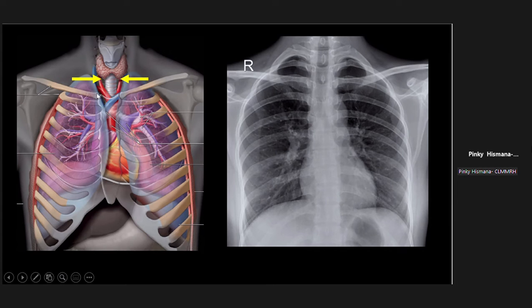So the one pointed by the yellow arrows would be your paratracheal areas, the right and the left paratracheal, because this is your trachea. This is actually your thoracic trachea. What's on the right of your thoracic trachea would be your right paratracheal area, and what's on the left would be, of course, your left paratracheal area.